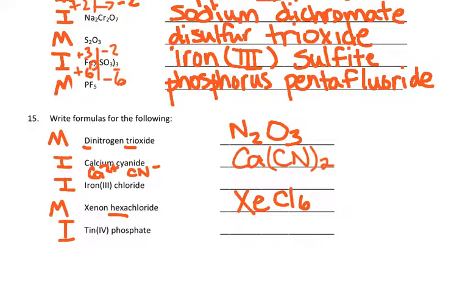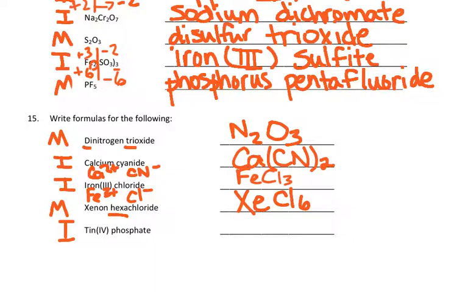Iron, we have a 3 after in Roman numerals. That means our symbol, or our ion, will be Fe3+, and then chlorine is Cl-. So to balance our charges, we'll need 3 chlorines paired up with our 1 iron.